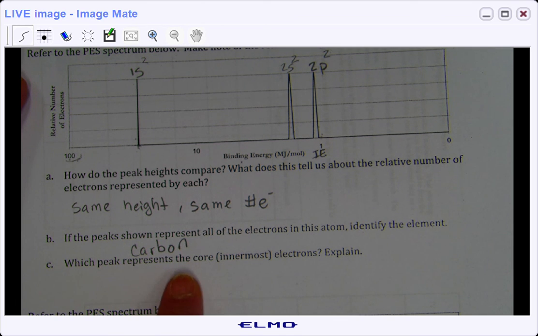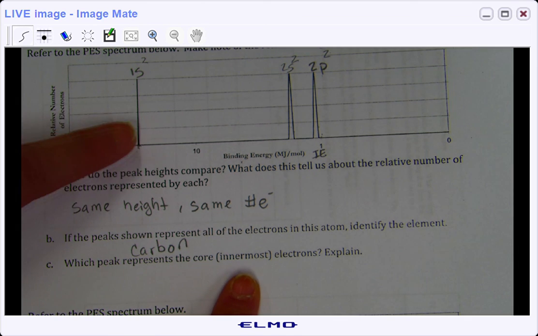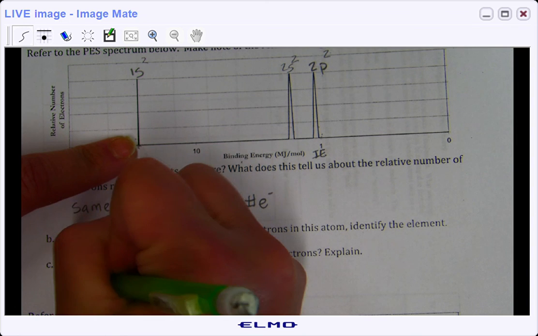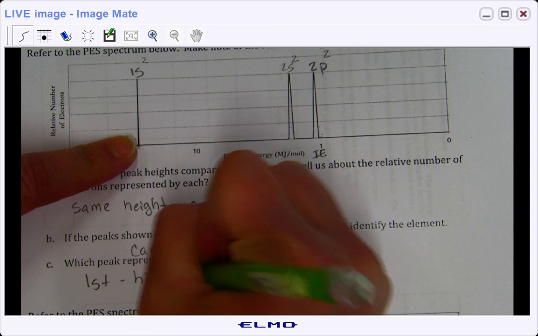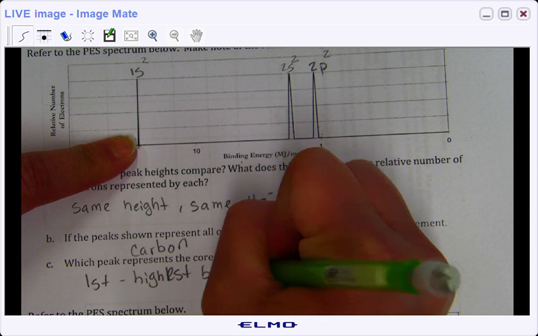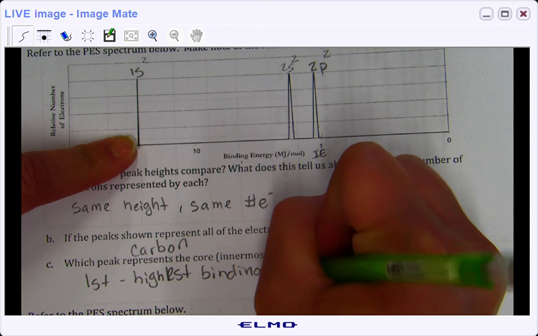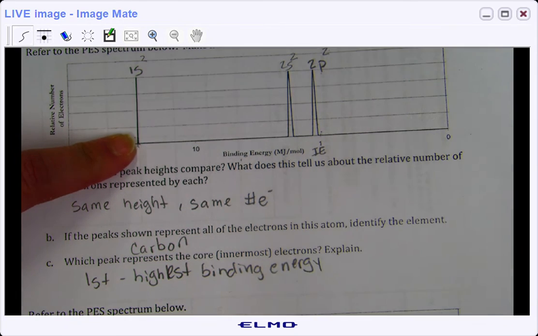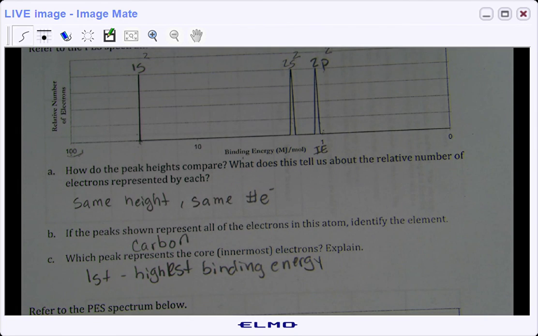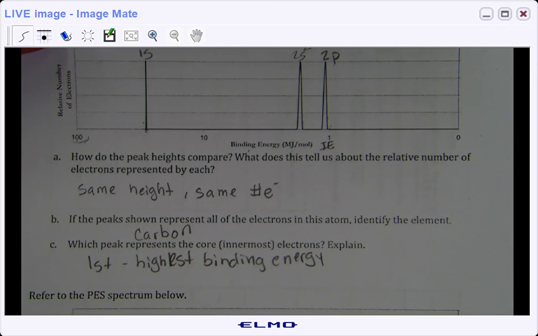Which peak represents the innermost electrons? It's going to be the first peak, because it has the highest binding energy. Those are going to be closest to the nucleus.